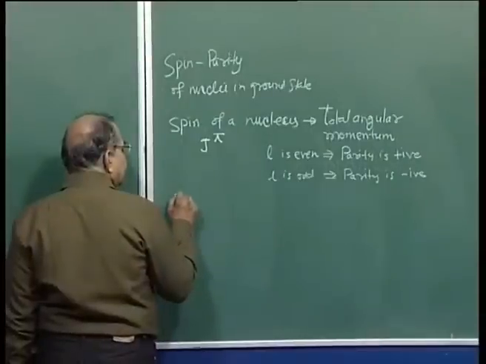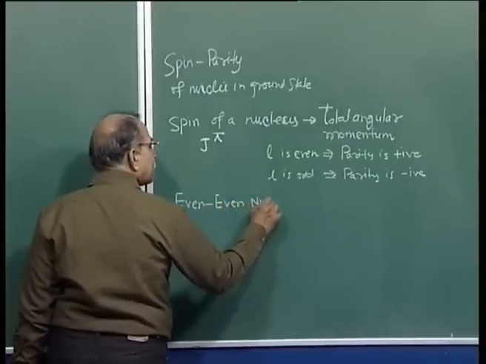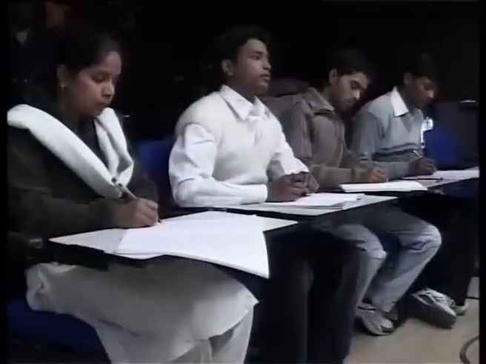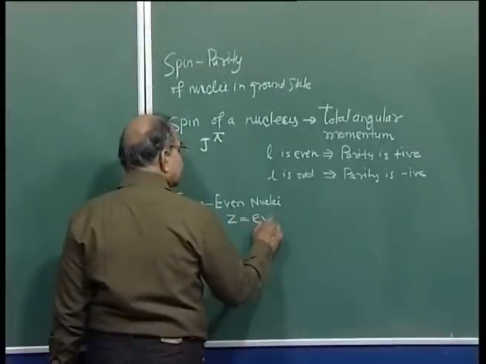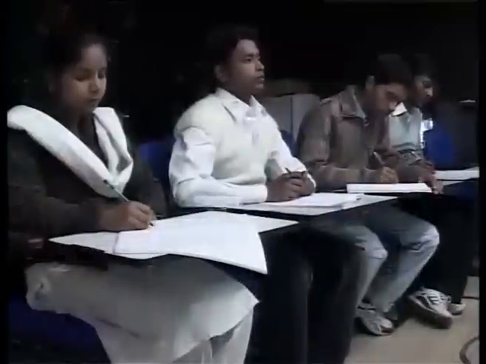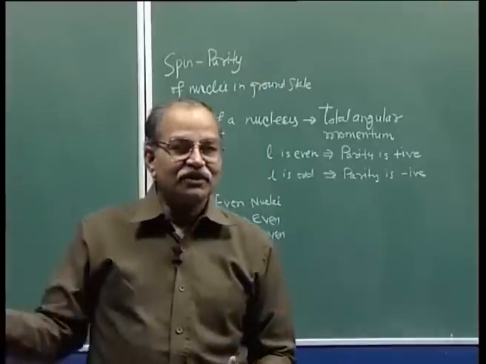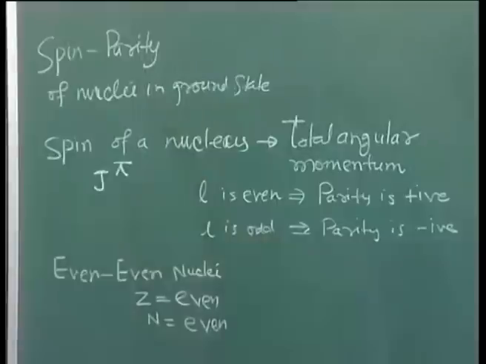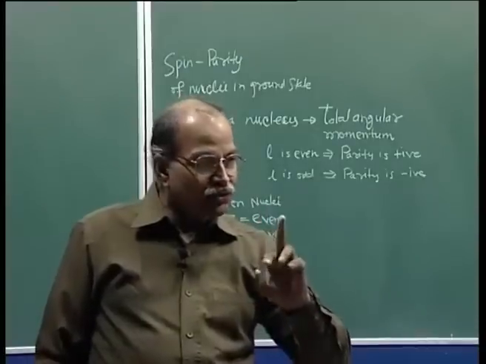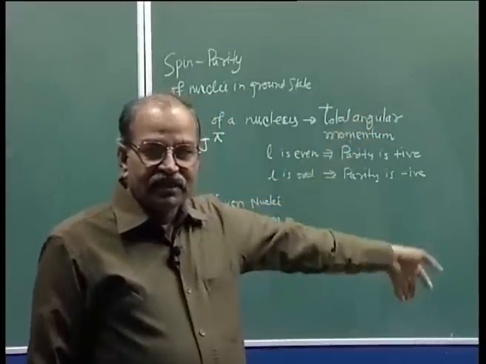So, first even nuclei. When I write even nuclei, what do I mean? Yes, Z is even and N is even. Z is even and also N is even. These are called even nuclei. Now, one assumption, consistent with the observation, is that in a particular energy level where you have 2 neutrons and 2 protons, one goes with spin up, one with spin down.